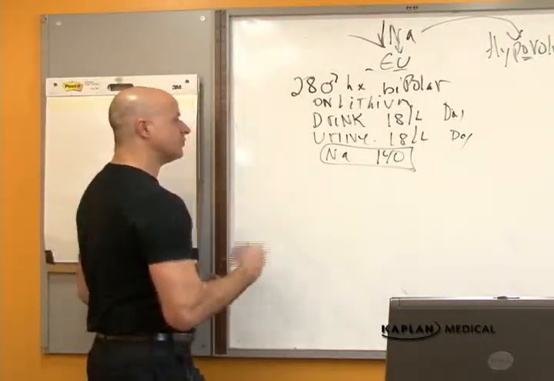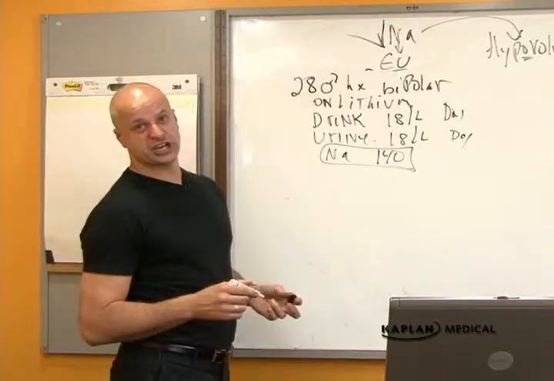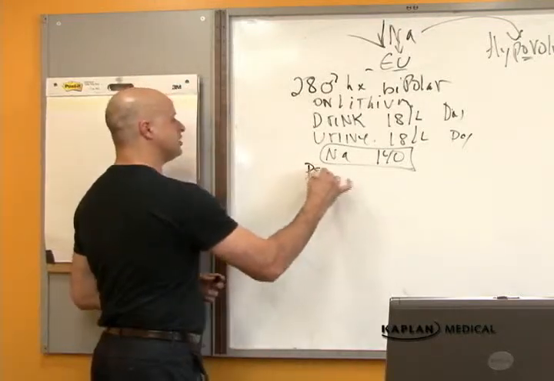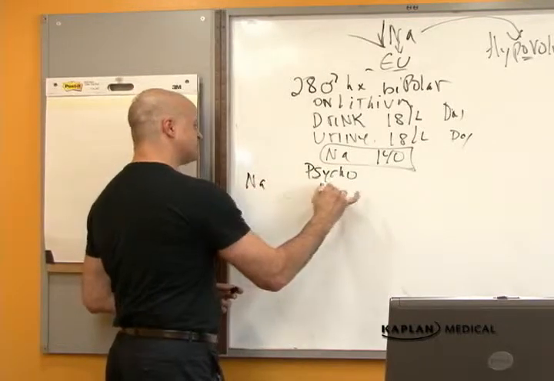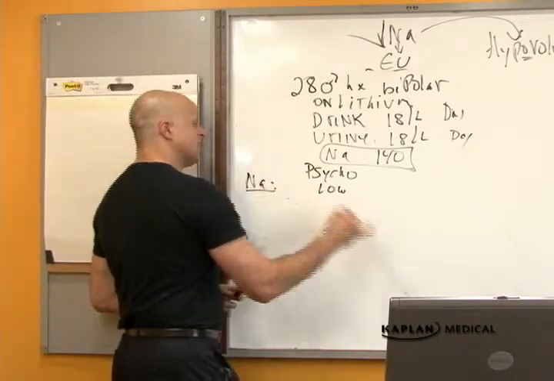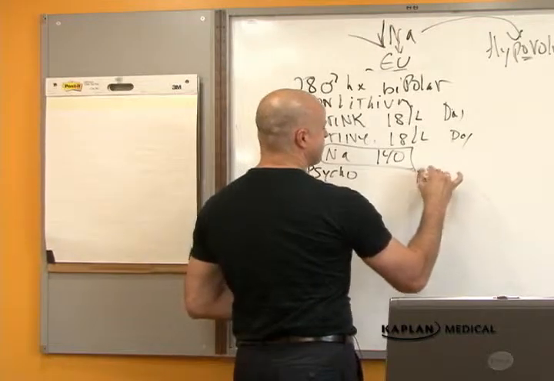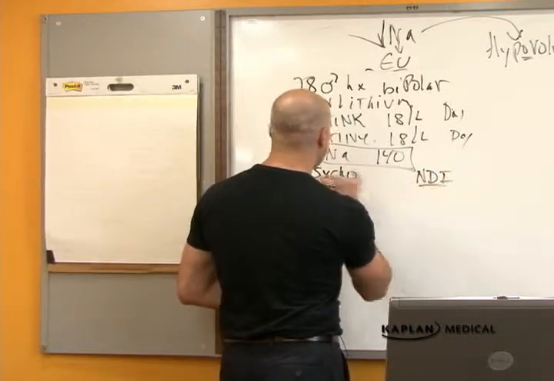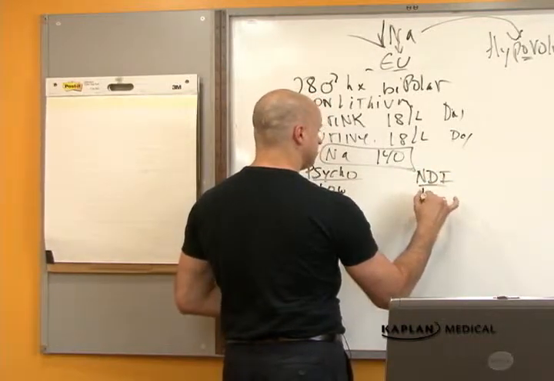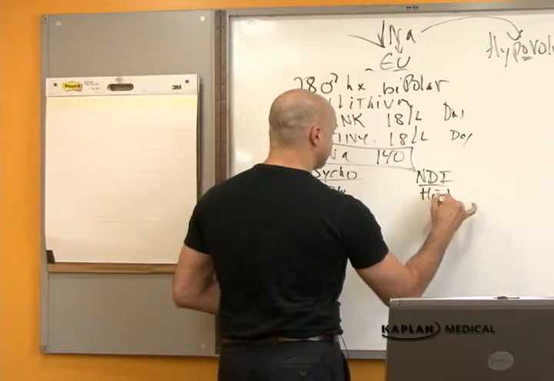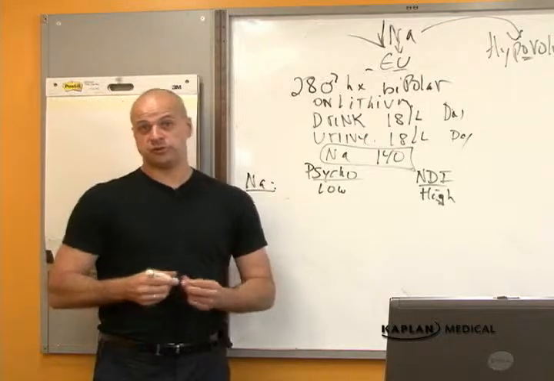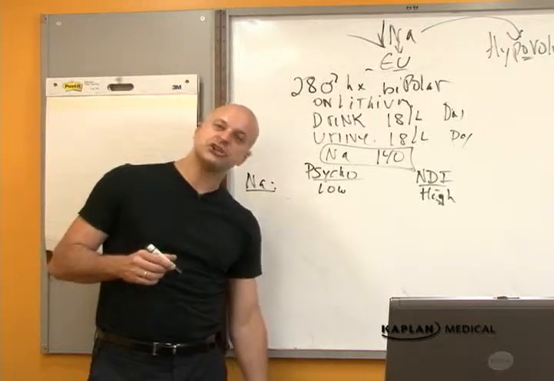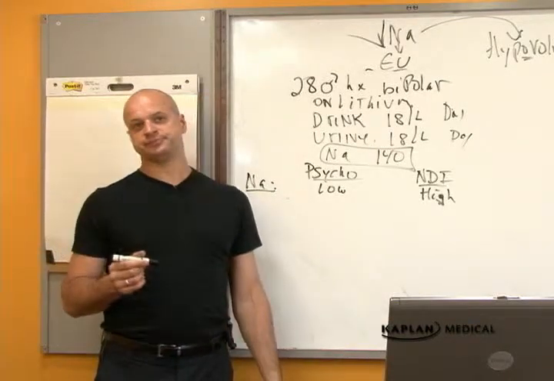If the sodium level was low, it would be psychogenic polydipsia. If the sodium level were high, it would be nephrogenic diabetes insipidus on the basis of the lithium. Because the sodium level is normal, you can't tell.